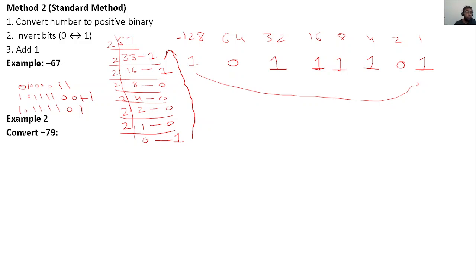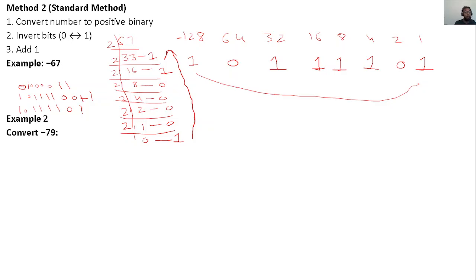So this is how a number is converted by taking 2's complement. How do we take the 2's complement? First, we convert the positive number into binary. This is how we took 67, ignored the negative sign, and converted it into binary. We inverted the bits, then we added 1 to it.